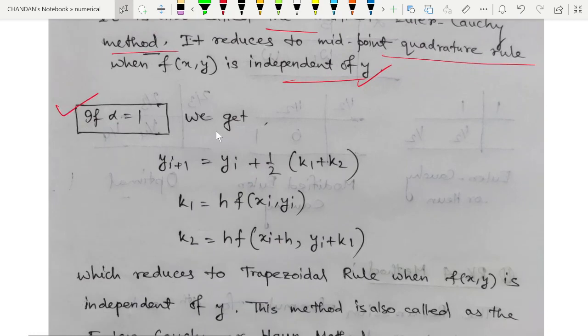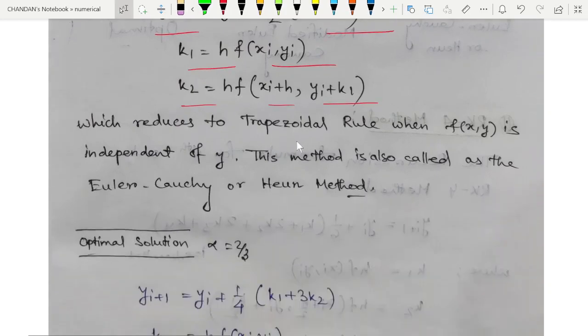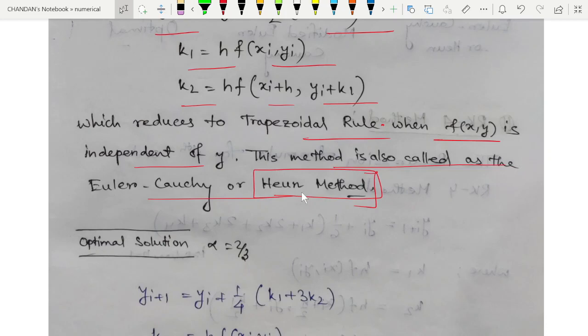Now if alpha equal to 1, then you get yi plus 1 equal to yi plus half of k1 plus k2, where k1 equal to h f of xi yi, and k2 equal to h f of xi plus h and yi plus k1. So this is the case when alpha equal to 1. It reduces to the trapezoidal rule when f of x y is independent of y. This method is also called the Euler Cauchy or Heun's method. Suppose in the questions you see the word Heun's method, this is not in the GATE syllabus, because the GATE syllabus mentions only Euler and RK2. But this is one type of RK2 method. So from the RK2 method, these are the deductions.